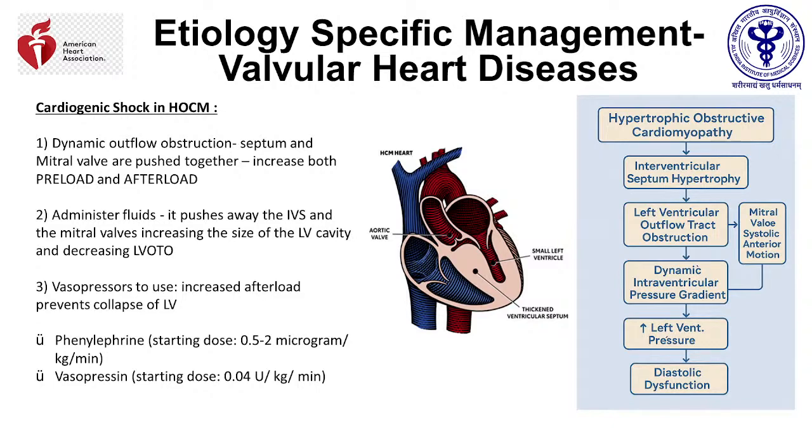And this is about the preload, and for afterload also, you increase the afterload over here. You give drugs which increase the afterload, that is phenylephrine and vasopressin. These are potent vasoconstrictors. They will increase the afterload. Your focus is to keep the blood inside the left ventricle, so that the left ventricle is dilated.